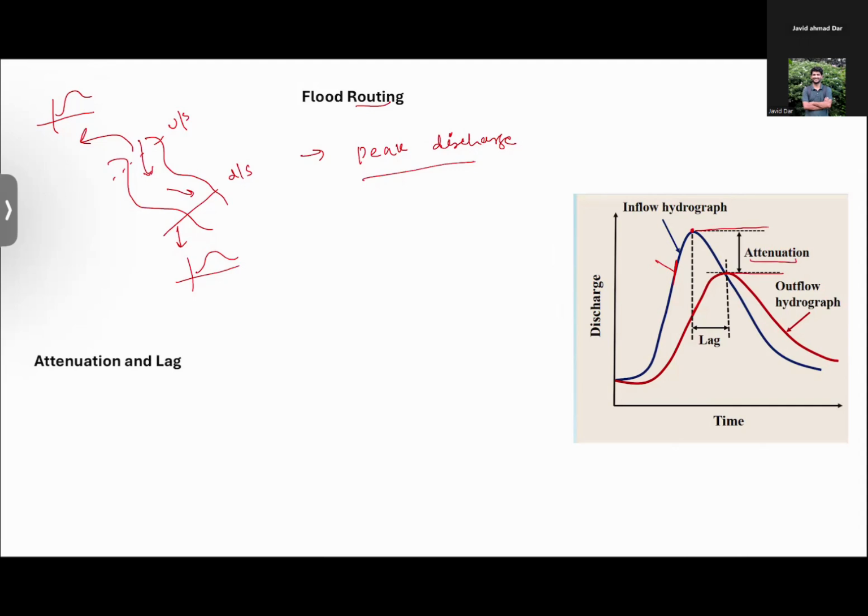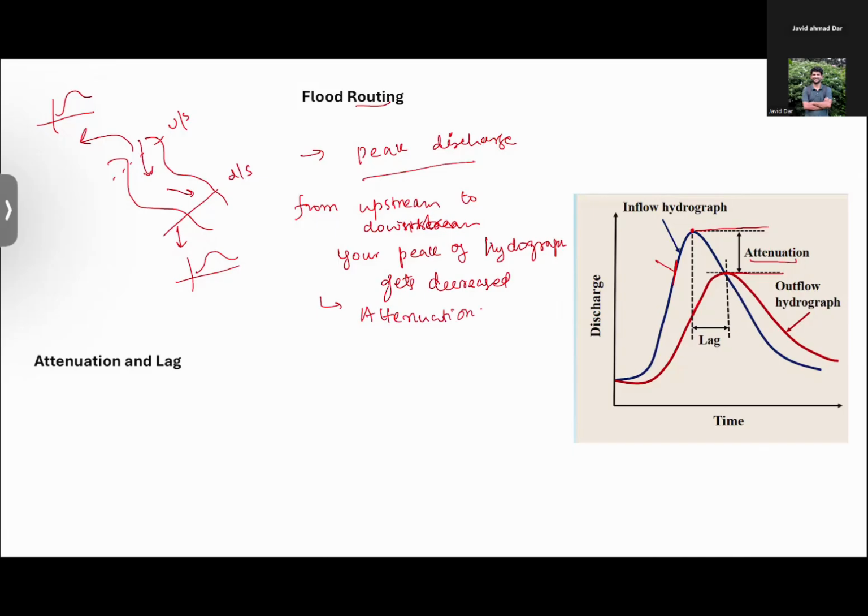So what actually happens from upstream to the downstream? The peak of the hydrograph gets decreased. So this is called attenuation.